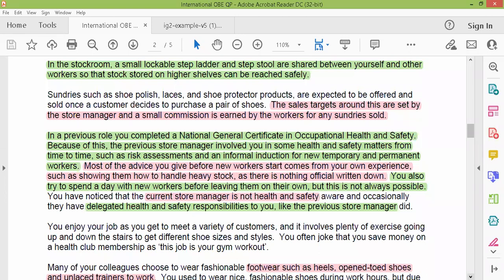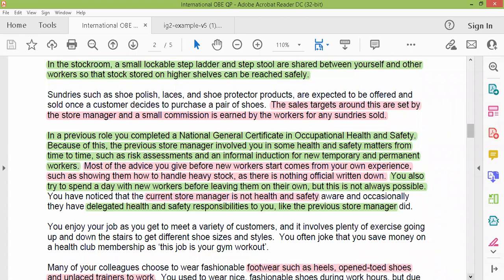On one side, this informal induction is positive because at least they are giving induction to the workers. But on the other side, this is informal. We need proper formal inductions, written inductions. We need a full induction for the workers to understand health and safety in the workplace.